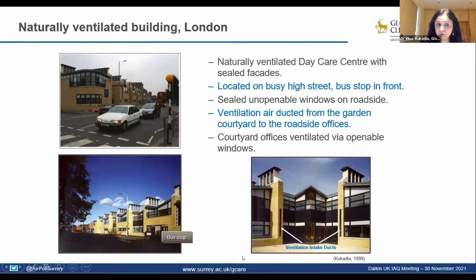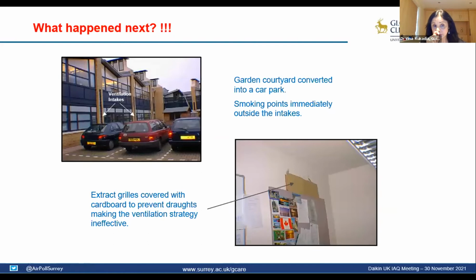However, in principle, in theory, it was designed effectively, but then in operation, they converted the courtyard into a car park. So during rush hour, when the cars were coming in the morning and going out in the evenings, the engines were revving up, so pollution straight into the ducts. Not only that, because it was a daycare centre, some of the staff used to get stressed because it was a mental daycare centre. They would stand outside here and smoke. So all the smoke was going straight back into the building.